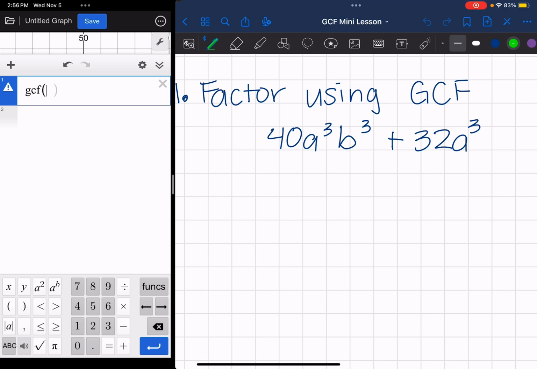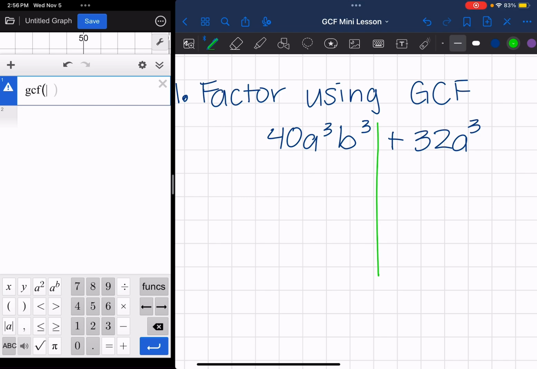So this is a two-termed polynomial. There's 40a cubed b cubed, and then there is a 32a cubed. So I'm going to separate it at the two terms. From here, I'm going to start by finding my GCF of the coefficients.